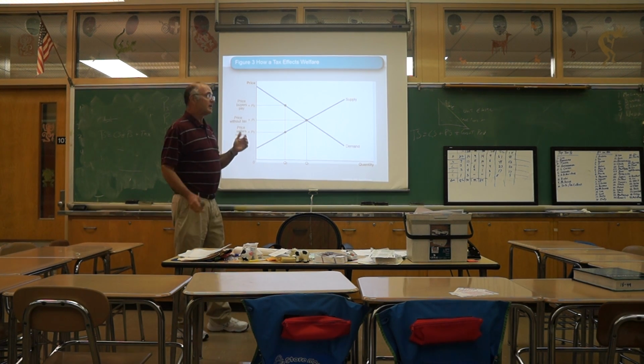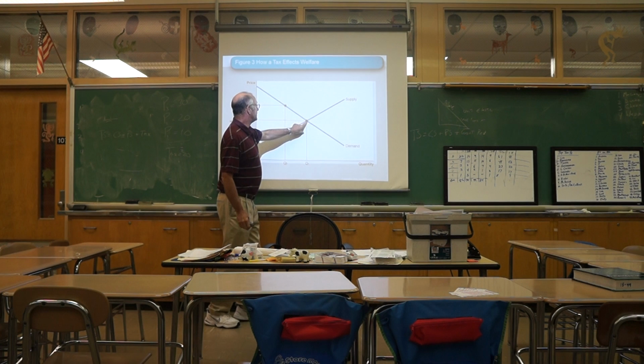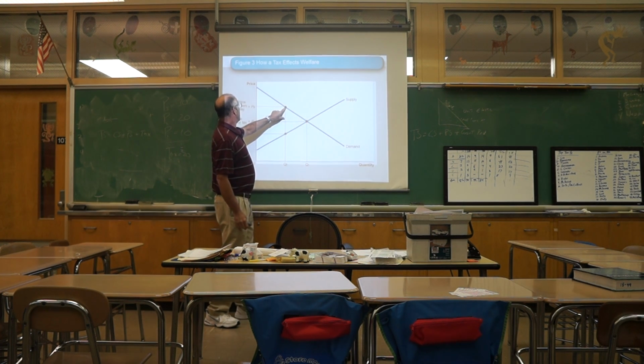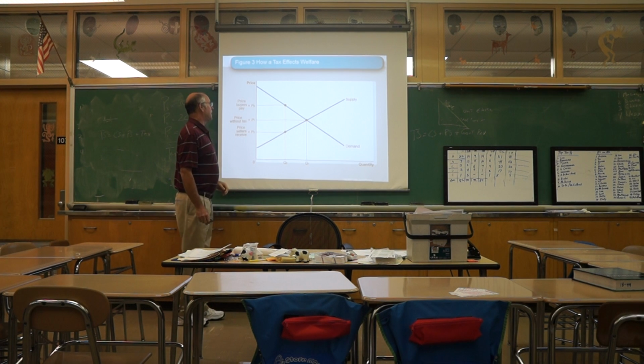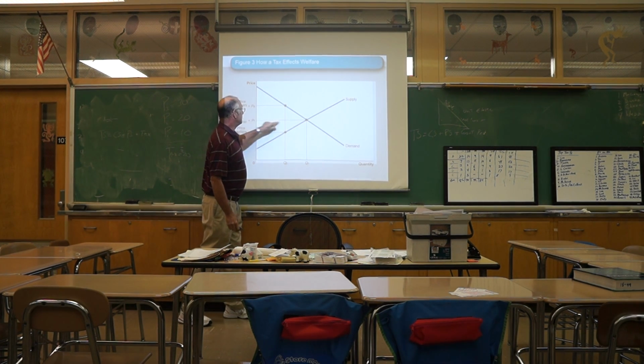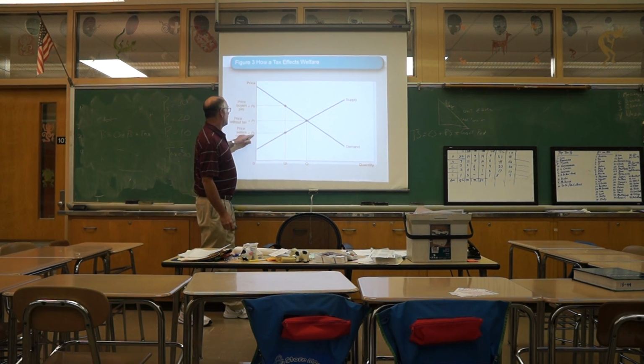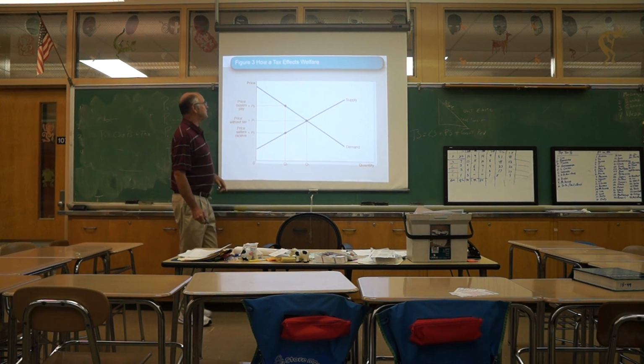Now, if you're trying to find out the incidence again, you take the equilibrium at P1, and you see the difference here, and that tells you how much the consumer pays. And then P1 is what the producers used to get, and now the producers get PS.